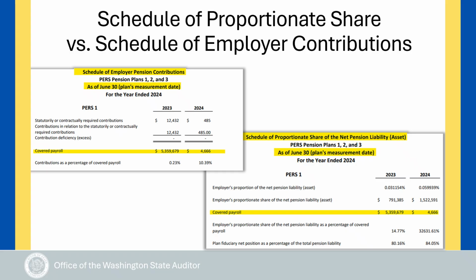Moving on to the covered payroll reported on the schedule of proportionate share versus what is reported on the schedule of employer contributions for DRS plans. Assuming a calendar year end, we would expect the schedule of employer pension contributions would be different from the schedule of proportionate share of the net pension liability, since DRS uses a measurement date of June 30th.